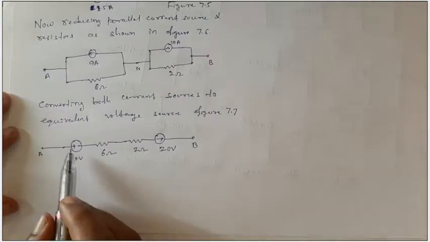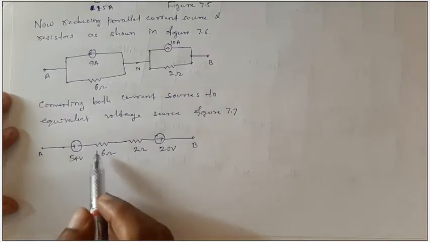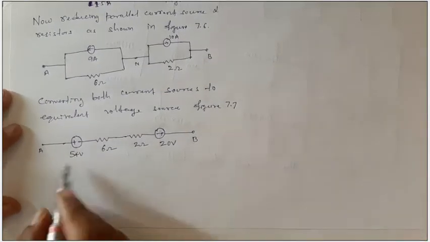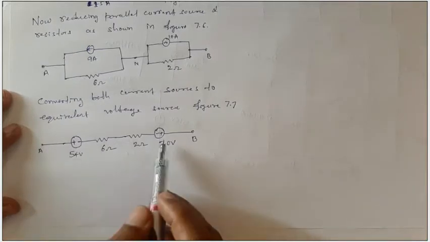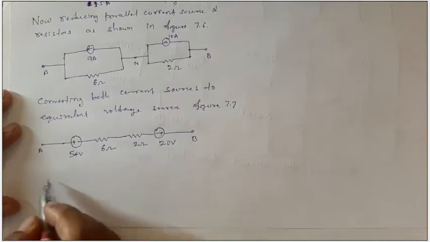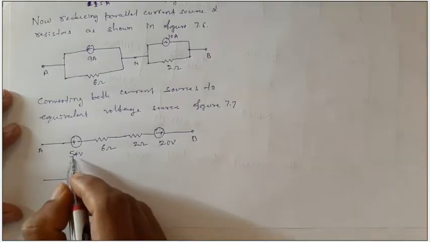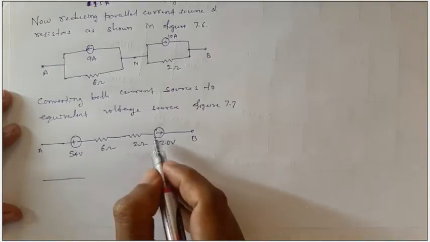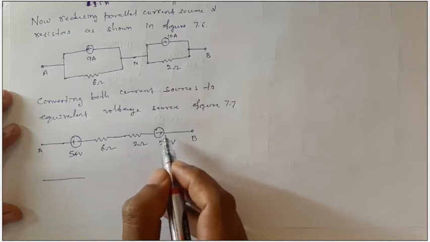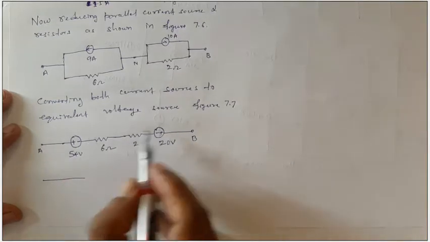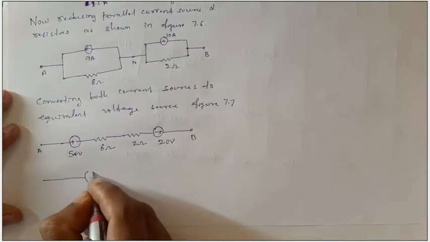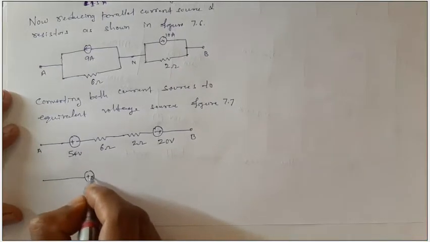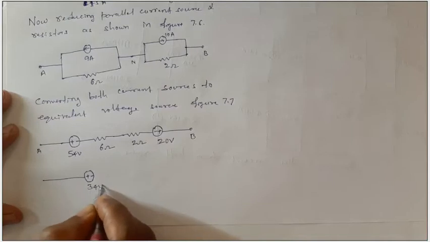We can add these two current sources and we can add these two voltage sources. When we add, we add these two voltage sources and these two resistors. This is 54 plus and minus, this is minus and plus, because this will subtract from this. 54 minus 20, with the sign minus, plus and minus, is 34 volts.